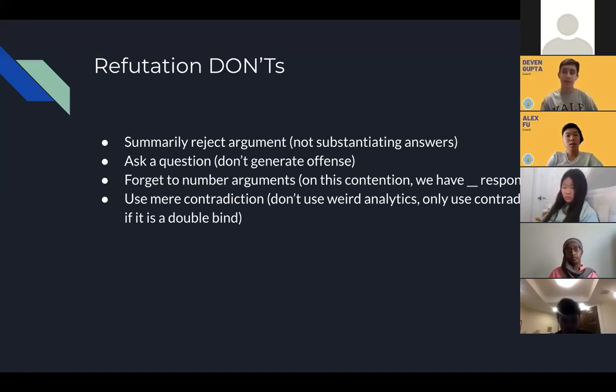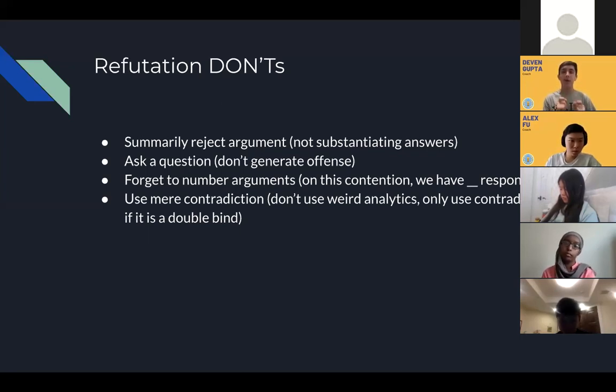Also, don't ask a question, not even a rhetorical one, because this doesn't generate offense. If you're saying, but why would the United States ever want to do this? That's not really generating offense. The opponent could come up and give several reasons why they might want to complete this plan, and it's not doing anything for you. Also, don't forget to number arguments. Remember, you want to signpost.